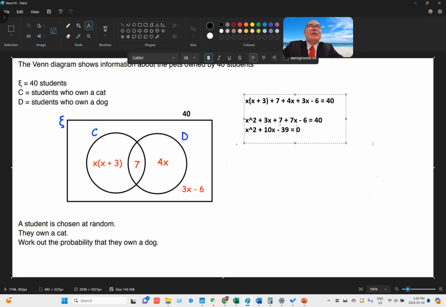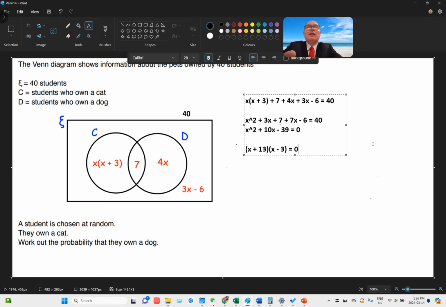All right, well, now this needs to be factored. I know I need to multiply two numbers to get 39 and add together to give 10. Well, I'd like to go with 13 and 3. That means the 13 needs to be positive. So I'm going to go (x plus 13) times (x minus 3) is equal to 0.